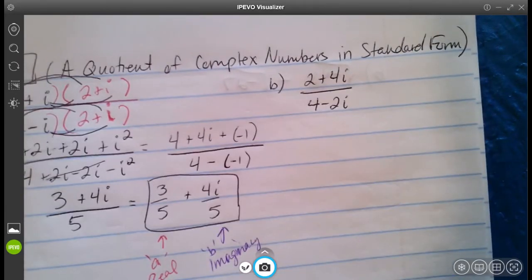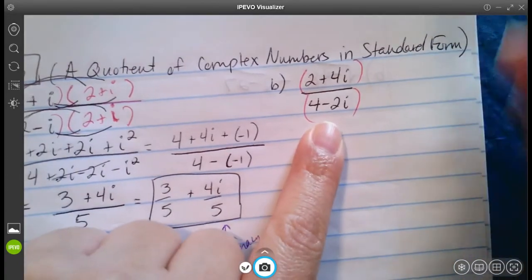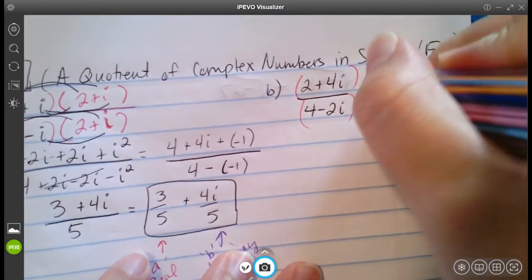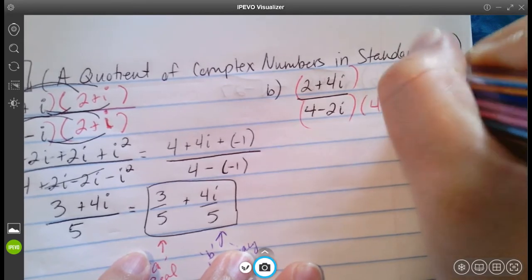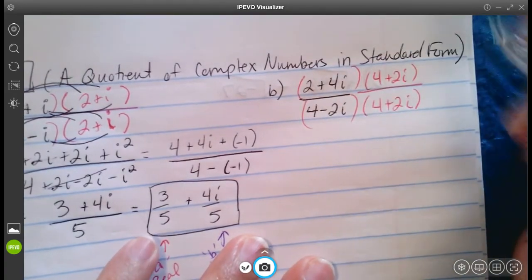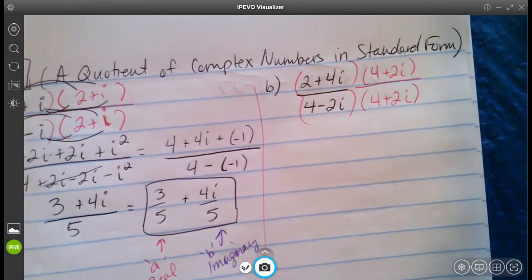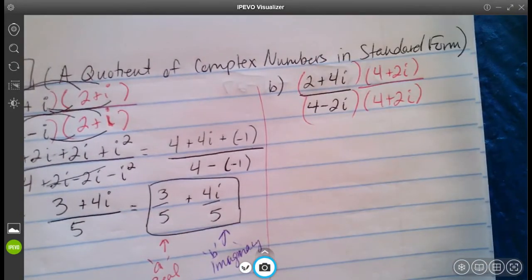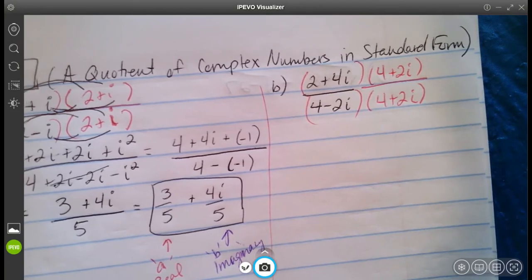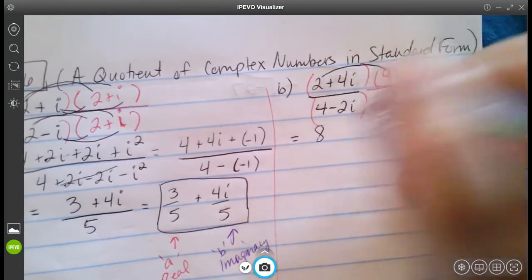So 2 plus 4i over 4 minus 2i. I think I just made this one up, so let's see how complicated it is. We're going to multiply times the complex conjugate, so this would be 4 plus 2i, 4 plus 2i. I'm going to put a little division line here so we don't confuse that. So let's go ahead and multiply. So 2 times 4 is going to give us 8.